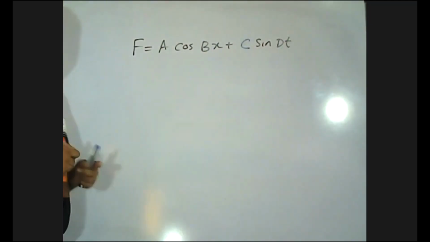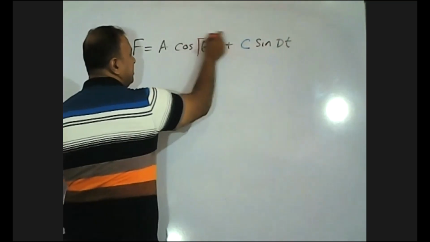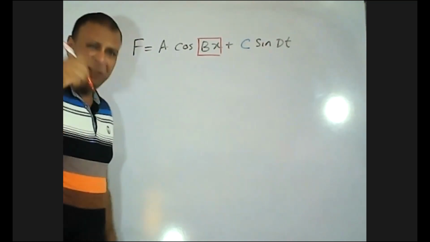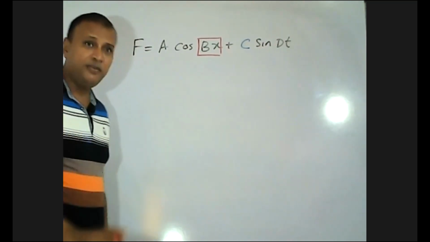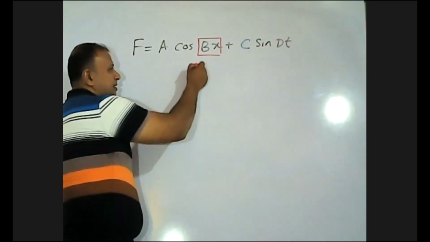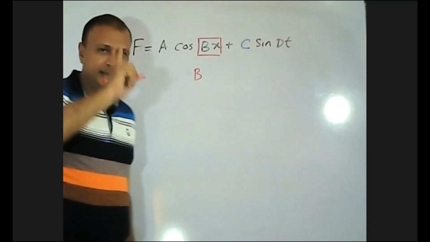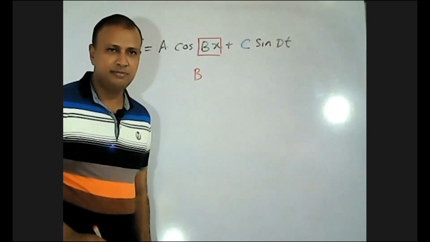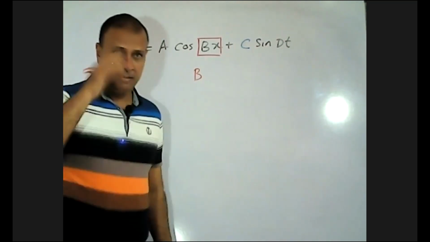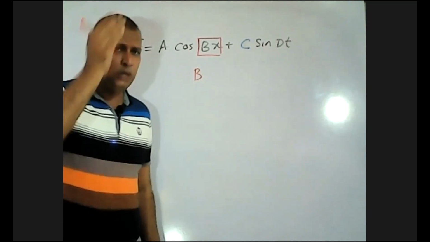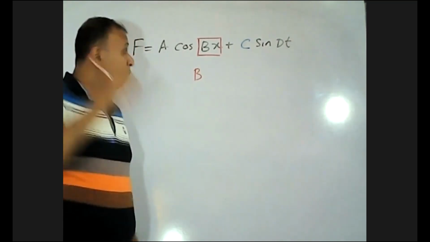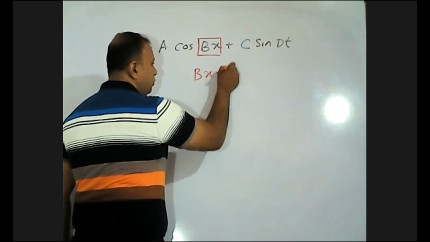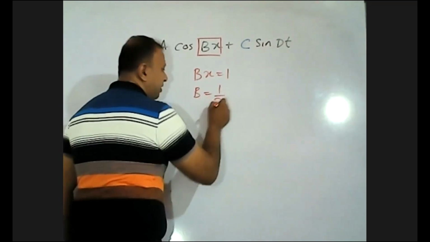According to this equation, you can clearly see this part should be an angle. Therefore, the dimension of bx is equal to 1. Just think in your mind, bx equals 1. If bx equals 1, that means B is equal to the reciprocal of x. If bx equals 1, B should be equal to the reciprocal of x.